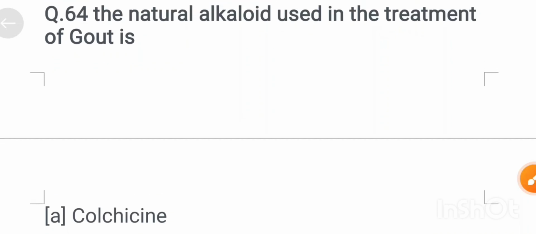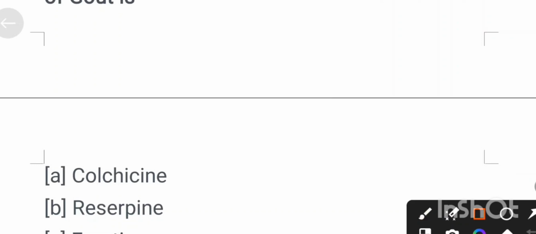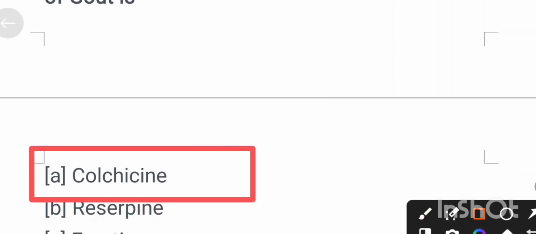The natural alkaloid used in the treatment of gout is: option A, colchicine; option B, aspirin; option C, amidine; option D, none of the above. Correct answer is option A, colchicine. Colchicine is used to prevent or treat gout, also called gouty arthritis. This condition is caused by too much uric acid in the blood, and gout occurs when uric acid causes inflammation, pain, redness, swelling and heat in a joint. Next question.